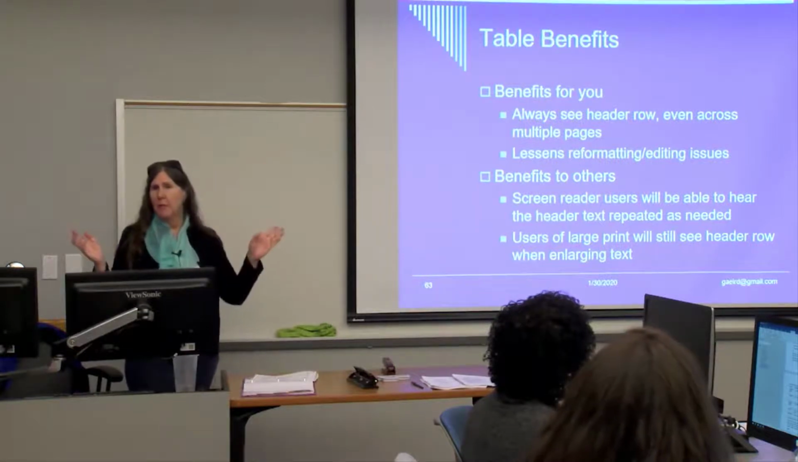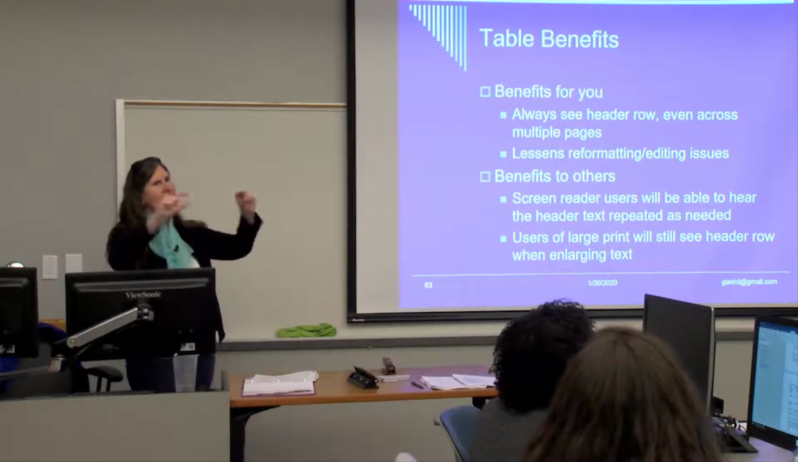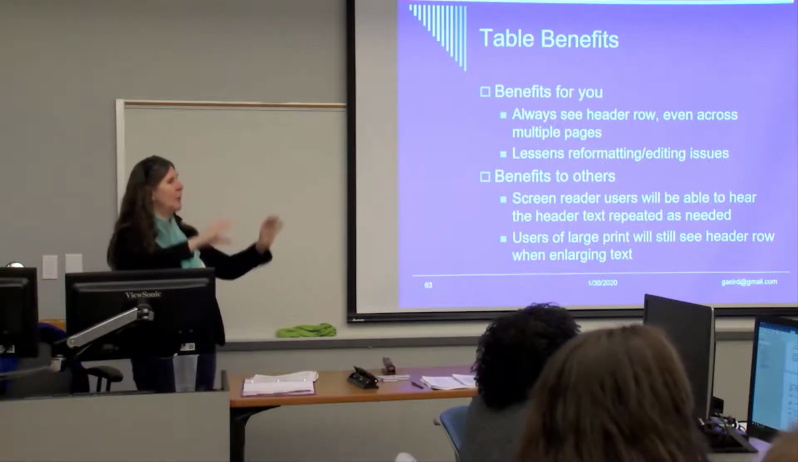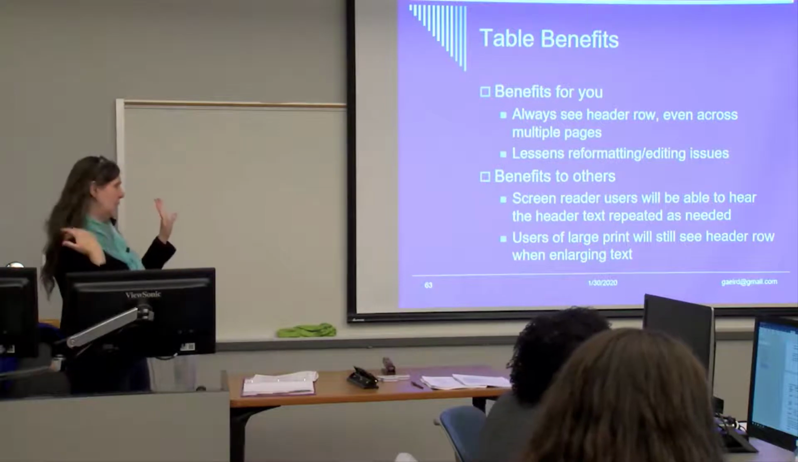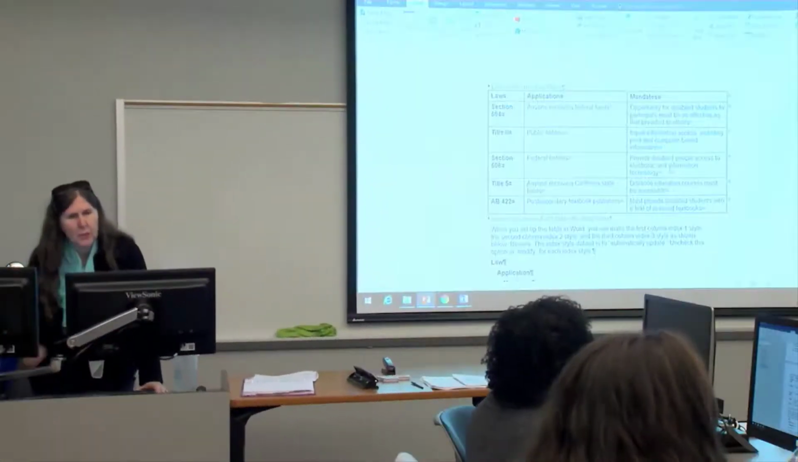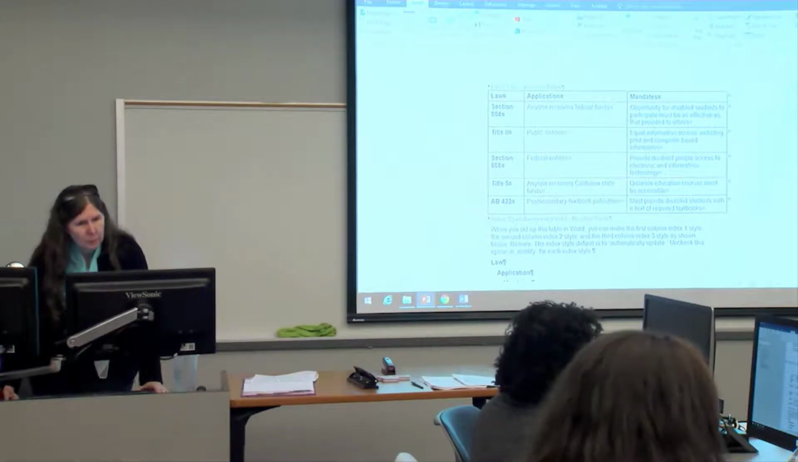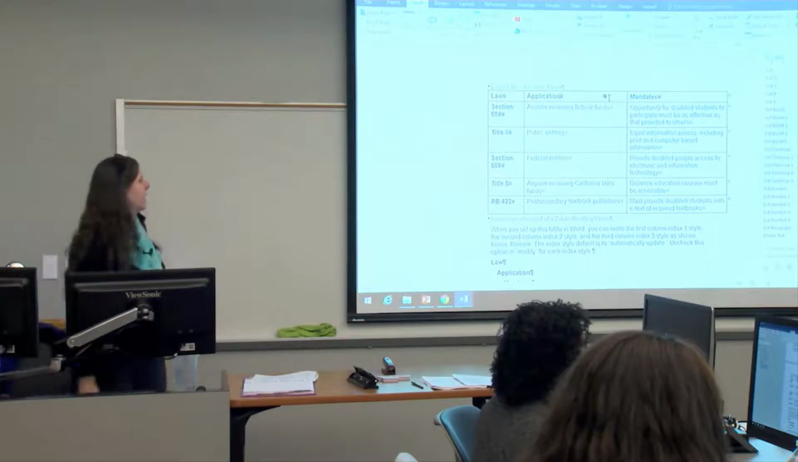So you can have a 20-page table. It doesn't matter. At the top of every single page, it's going to repeat that header row so that you know how to read that column. Really incredibly beneficial for all of your students being able to use it. In order to mark the header row in this table, I need to click with the mouse. I need to click in that header row.